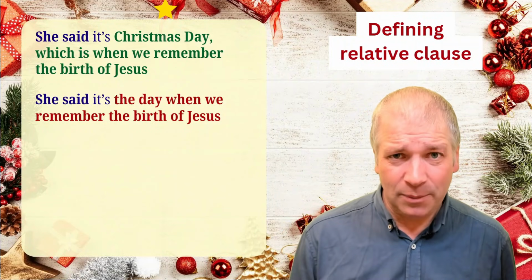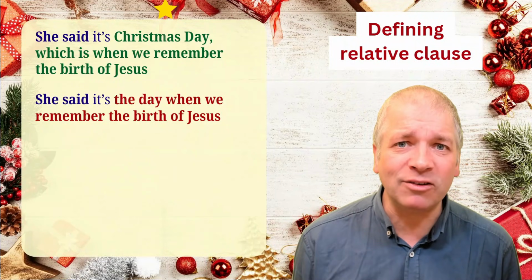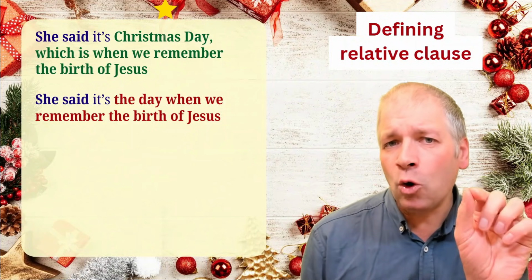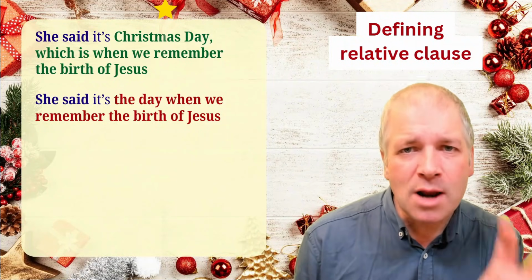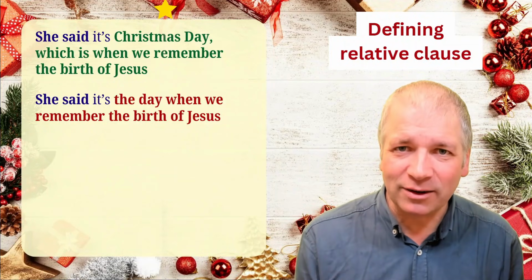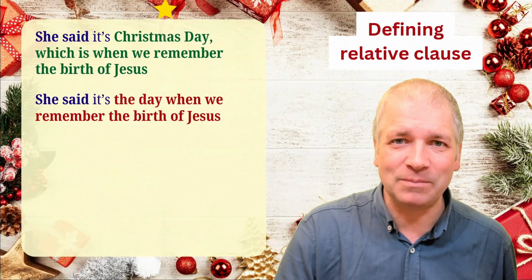So in the second example in red, we don't know what the day is until we read the extra defining information. In the first example, we already know what the day is. We know it's Christmas Day. We don't need the extra information to understand that. The extra information just tells us more about what Christmas Day is.